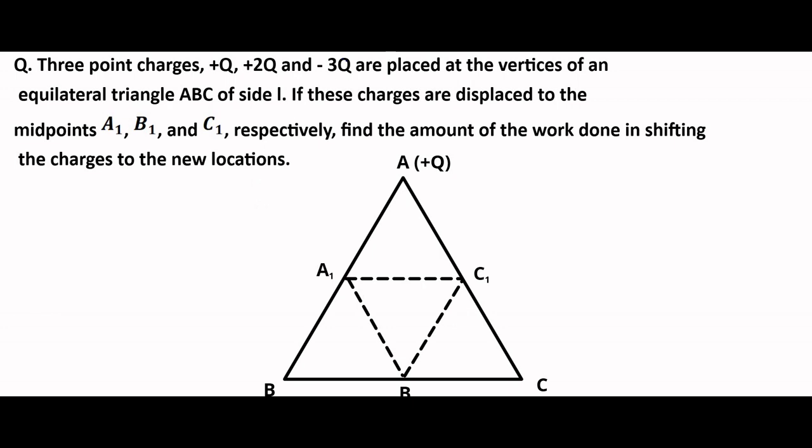If these charges are displaced to the midpoints A1, B1 and C1 respectively, that is q to A1, plus 2q to B1 and minus 3q to C1, find the amount of work done in shifting these charges to the new locations. So this question is based on the concept of electric potential energy.